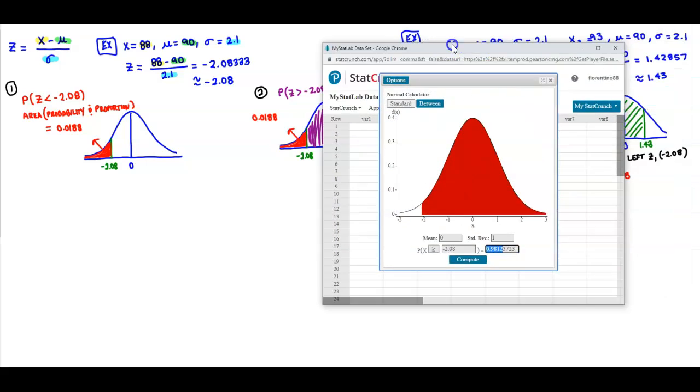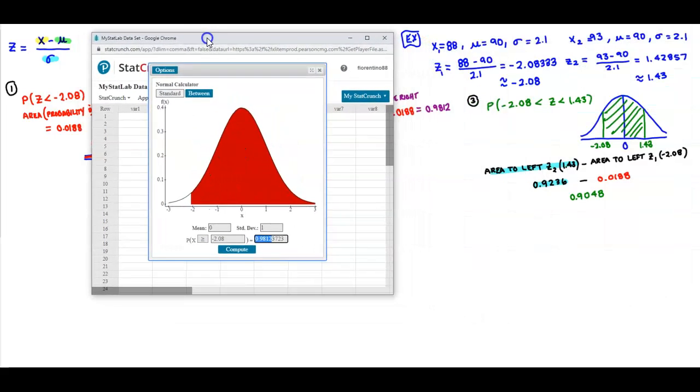Now, let's say that we want to find areas in between two z-scores. So let's say we had one data value, which we've already found, which was 88, and we converted it to a z-score, called it z-score 1, which was negative 2.08. And let's say we have another value of x, which is 93, using the same mean and standard deviation. To find that z-score 2, we plug in 93, subtract 90, divided by 2.1 to give us 1.428. Rounding that to 2 decimal places gives us 1.43.